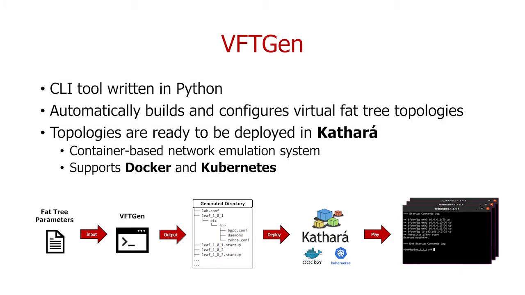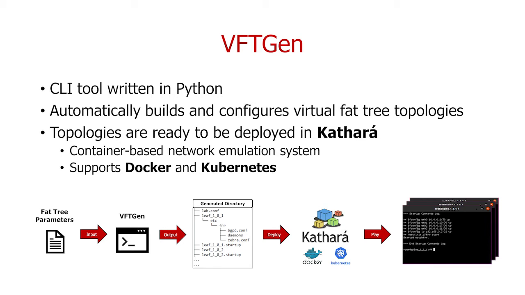We present VFTGen, a CLI Python tool used to automatically build and configure virtual FAT-tree topologies. Generated topologies are ready to be deployed in Kathará, a container-based network emulation system that supports both Docker and Kubernetes as virtualization technologies.